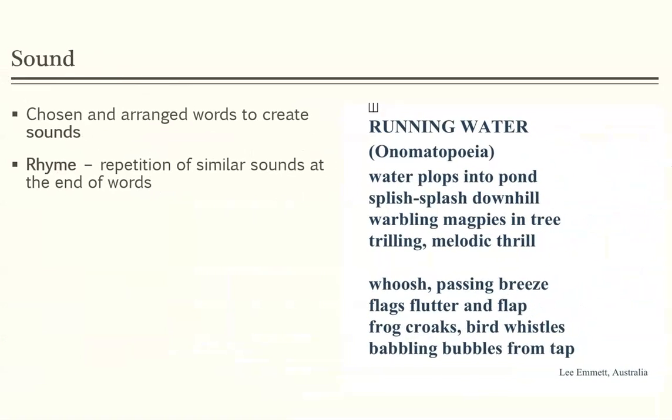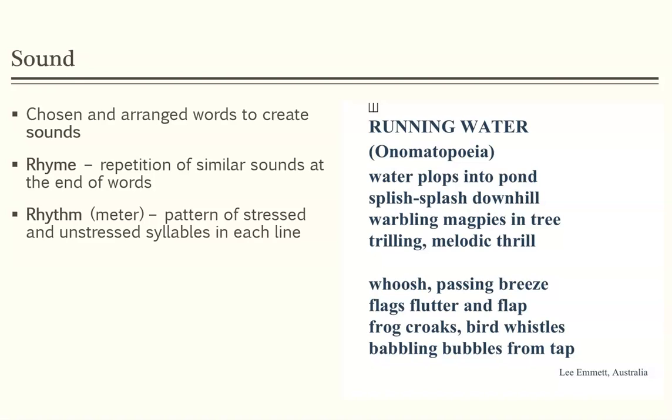Authors also use sound in poems. This is where they have chosen and arranged words to create a sound. And there's several different forms of sound. One is rhyme. This is a repetition of similar sounds at the end of words. For example, flap and tap. Those words rhyme and they're at the end of words.